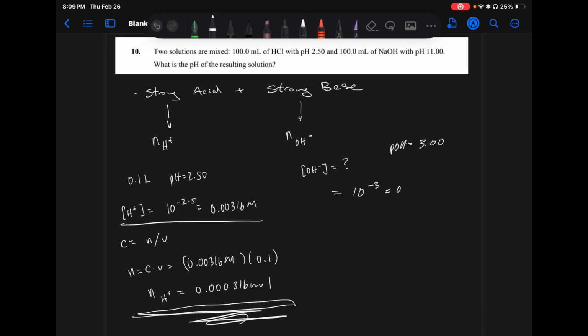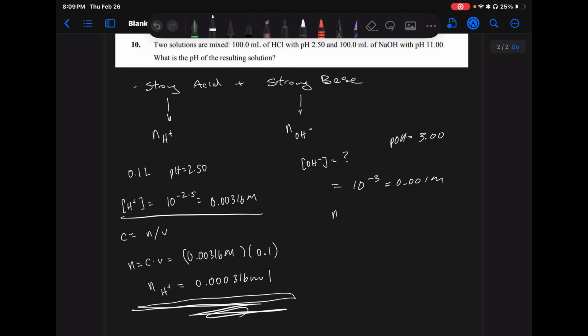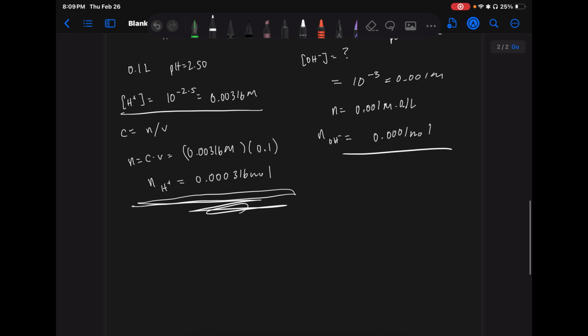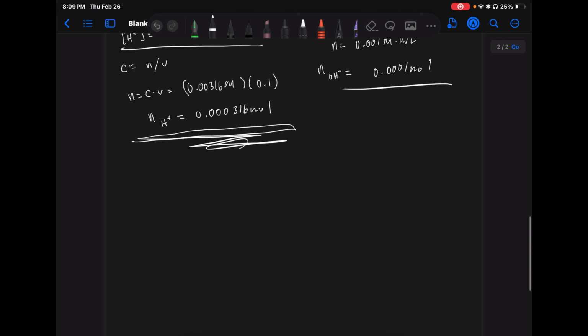You get 0.001 moles per liter. Now simply again, N is equal to C times V, which is 0.001 multiplied by 0.1 liters. So we should get 0.0001 moles. This is the moles of OH minus. So now which number is bigger? Well, there's more H plus ions, so we just subtract the two.